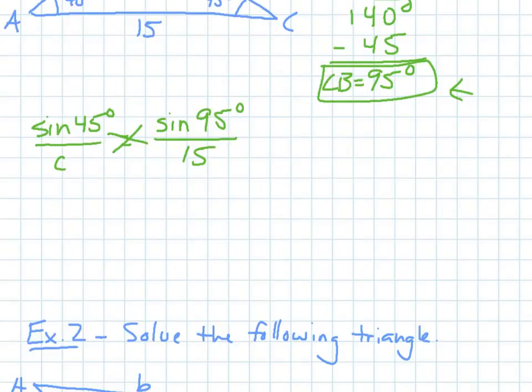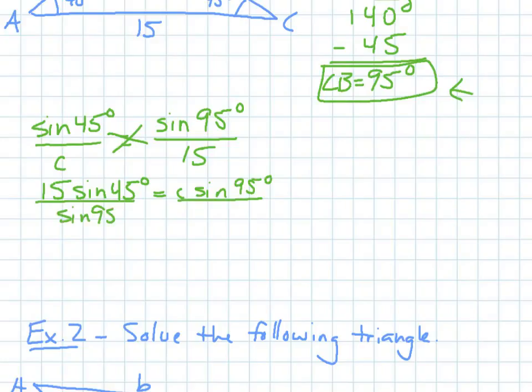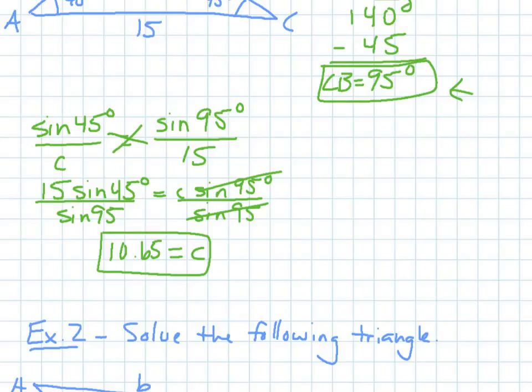So then 15 times sine of 45 equals C times sine of 95. And then I want to divide both sides by sine of 95. These cancel out. I'm left with C. So if I plug all of that into my calculator, I get 10.65. Okay? And that would be the side of C.